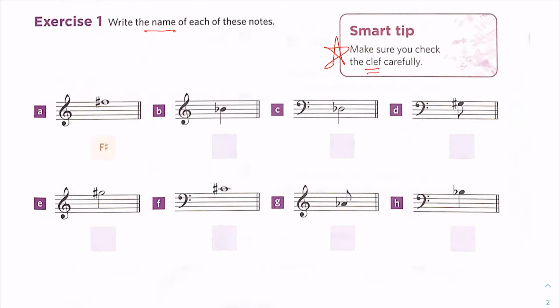So question A, we have treble clef, and we have a note on the fifth line. In treble clef, the fifth line is F because every good boy does fine. With a sharp in front of it, this is our F sharp. Question B, again we have a treble clef, and this time we have a note on the third line. So every good boy is a B, and there's a flat in front of it. So it is a B flat.